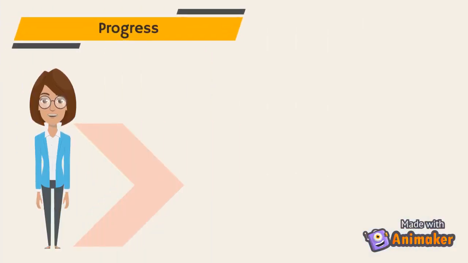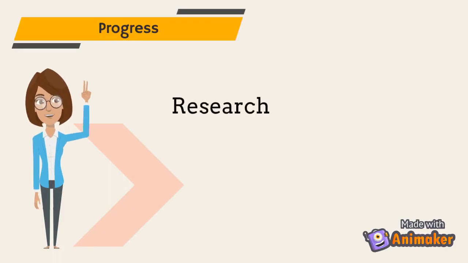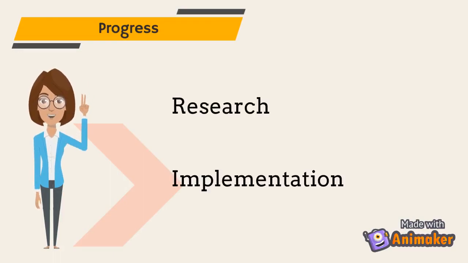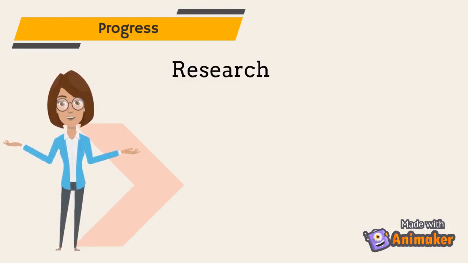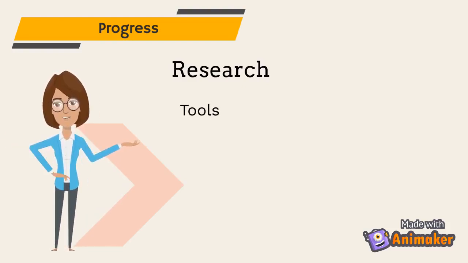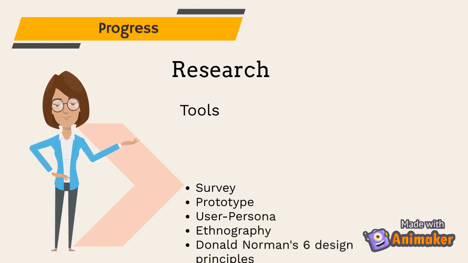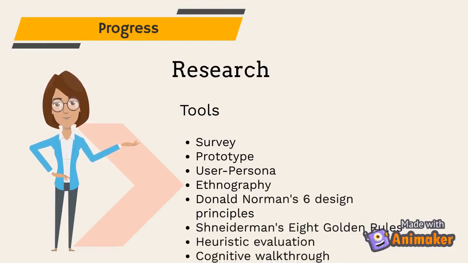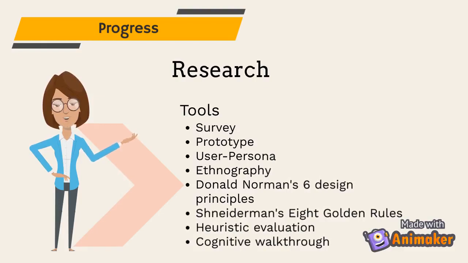Now let's talk about the weekly progress we have made. There are two phases, research phase and implementation phase. In research phase, we have researched on the role of app localization in HCI. The tools we have used in our project are the survey, prototype, user persona, ethnography, Donald Norman's 6 design principles, Shneiderman's 8 golden rules, heuristic evaluation, and cognitive walkthrough. I'll be explaining why we use these tools and the analysis that were made.